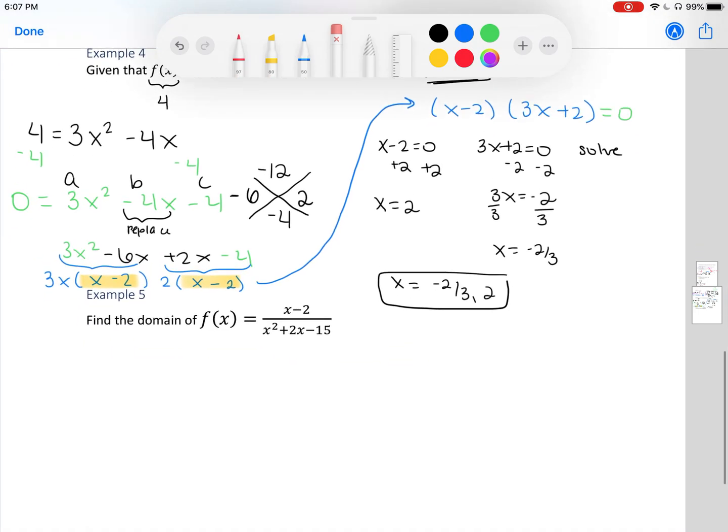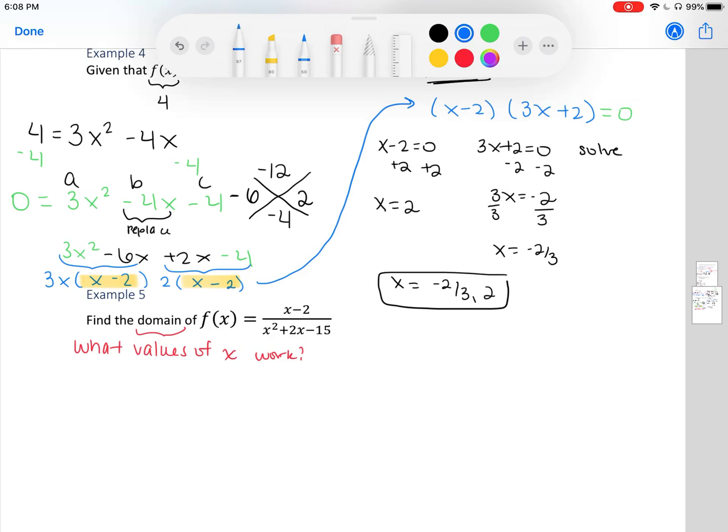Next example, example 5. Find the domain of f of x equals x minus 2 divided by x squared plus 2x minus 15. Well, let's recall what domain means. This means what values of x work. Now, for the most part, we've worked with lines, and lines have a domain of all real numbers. I can plug in anything for x.